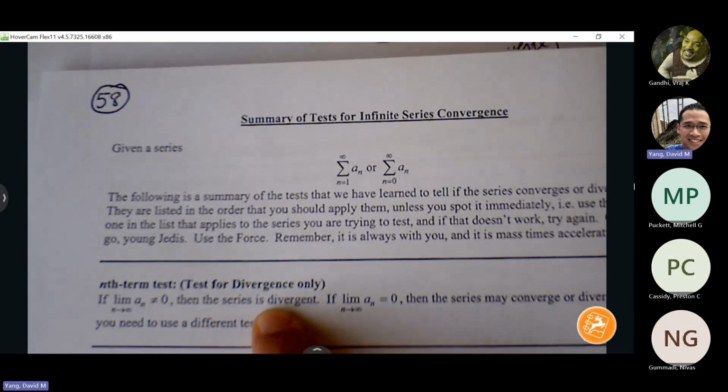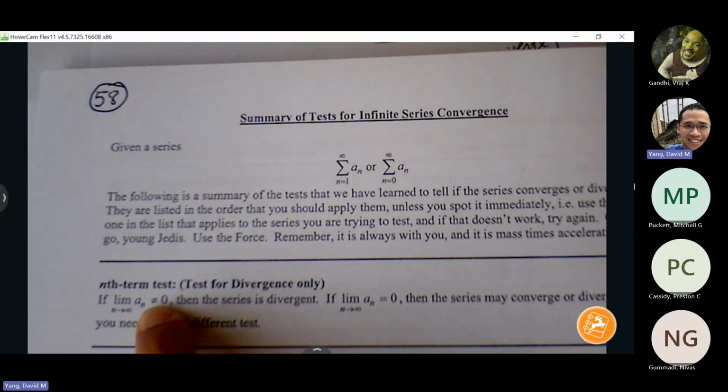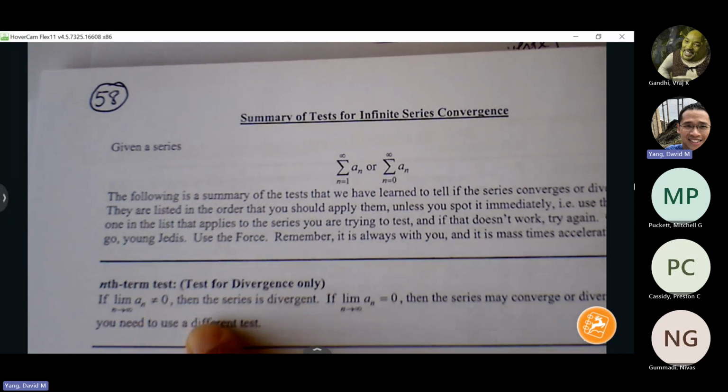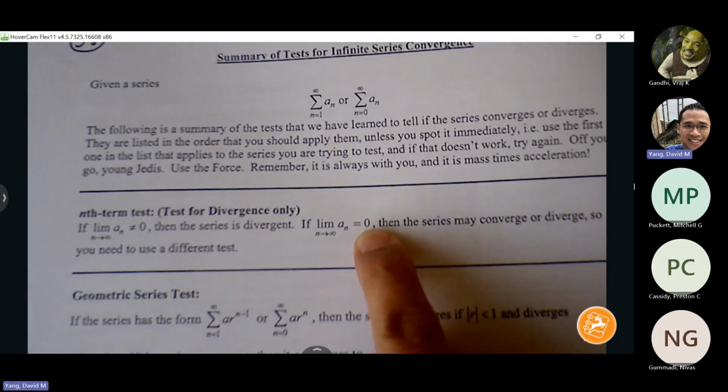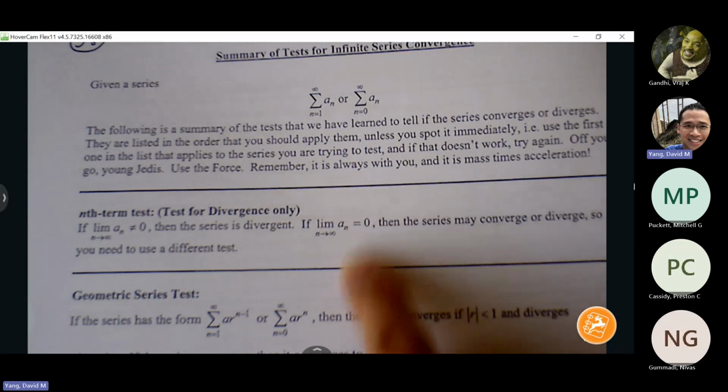The first thing is n-term test, right? If the limit as n approaches infinity of my sequence does not approach 0, then we can automatically say our series will diverge. If it equals 0, it may or may not converge. It's not a strong enough argument. We have to look at another test.